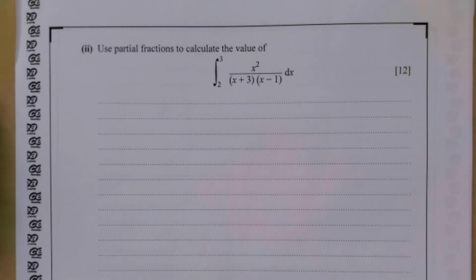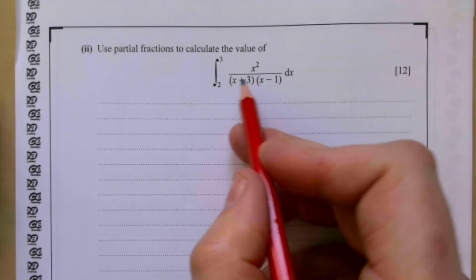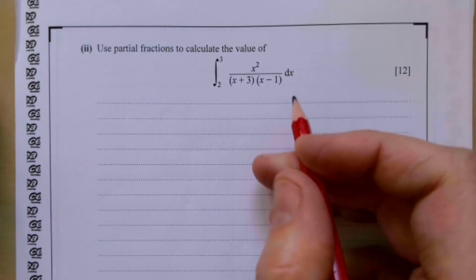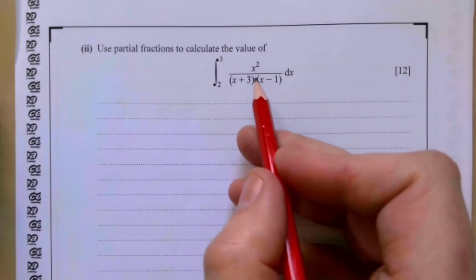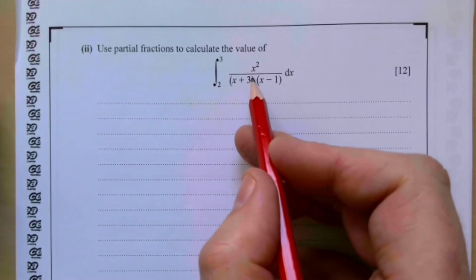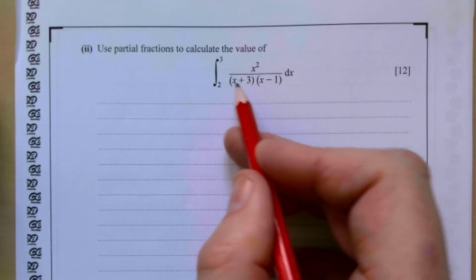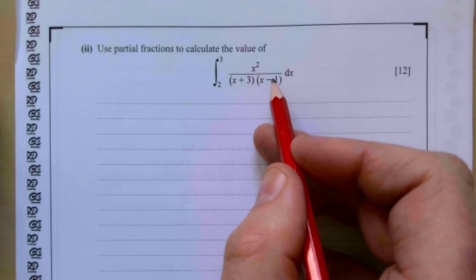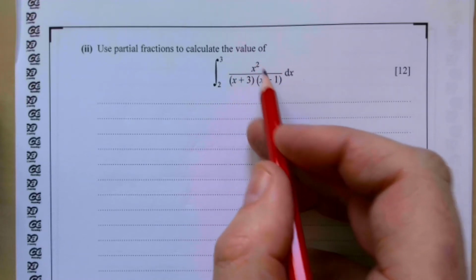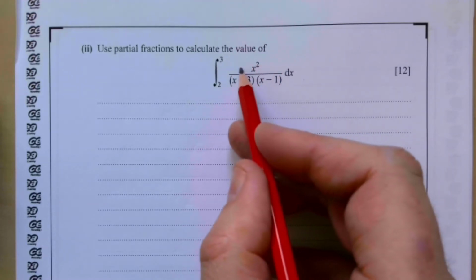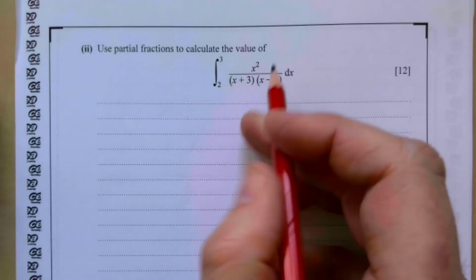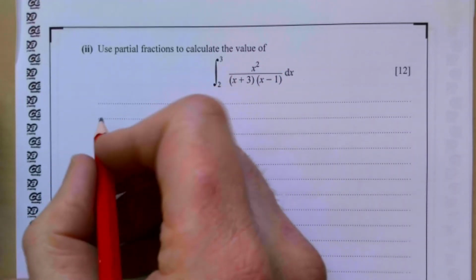Part 2 then says use partial fractions to calculate the value of this. So a fair bit to do here. First of all, for our partial fractions, the first thing we always check is whether the power of the numerator is equal to or higher than the power of the denominator. But this is a quadratic in the top and a quadratic in the bottom, so we need to do a long division first of all.